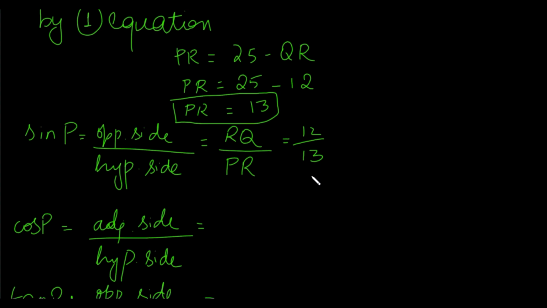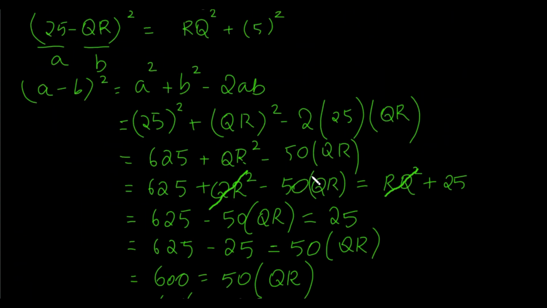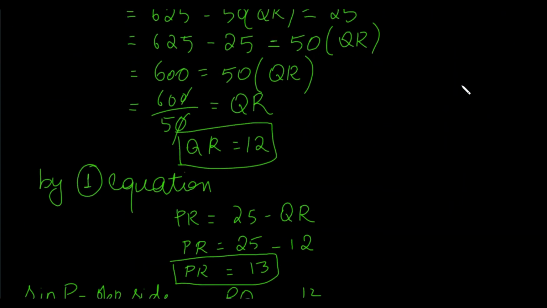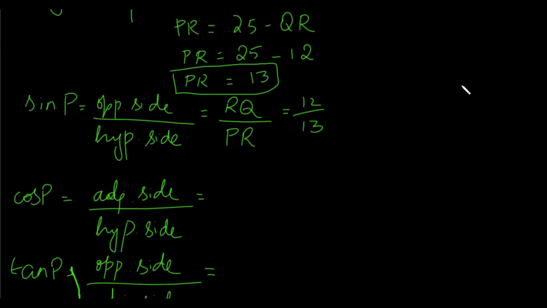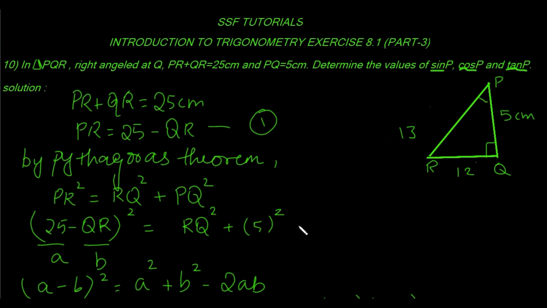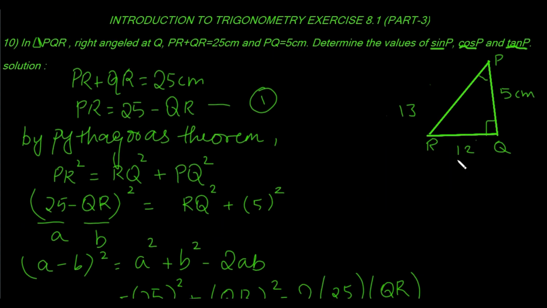So for the cos P, let's see what's the adjacent side and the hypotenuse side. So with respect to angle P, the adjacent side is PQ and the hypotenuse side is going to remain the same, that is PR. So let's write it. That is equal to PQ divided by PR. PR is going to be the same here, so that is going to be 13. So PQ is 5.